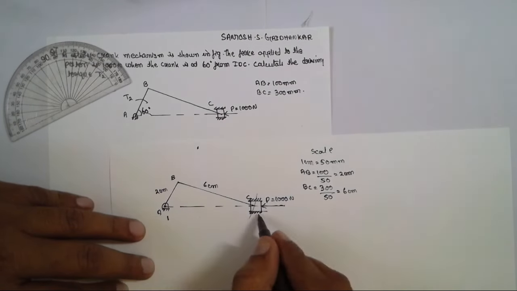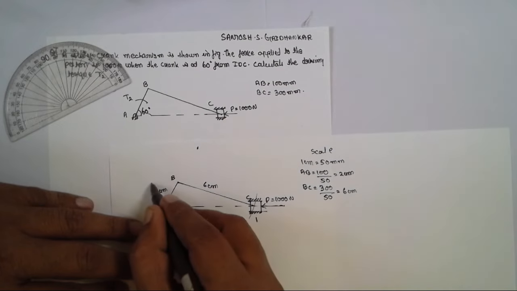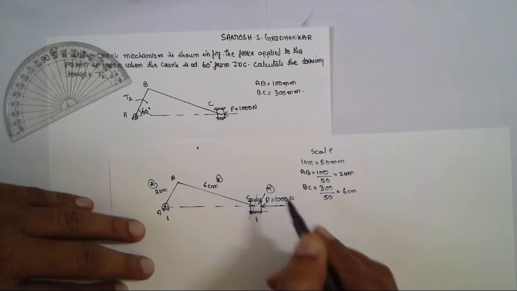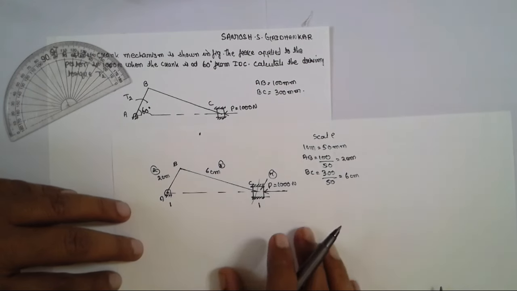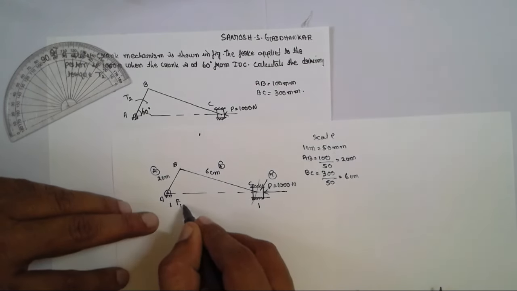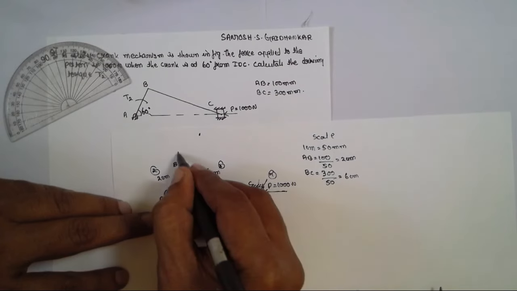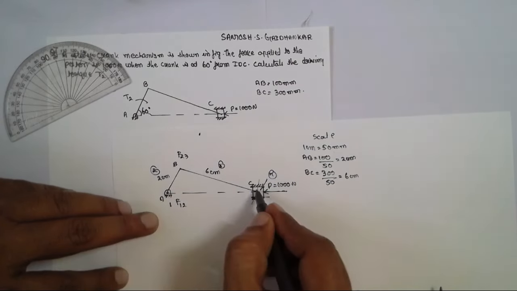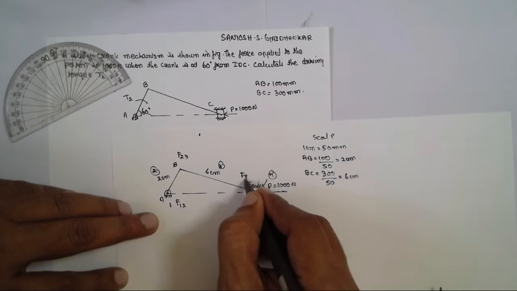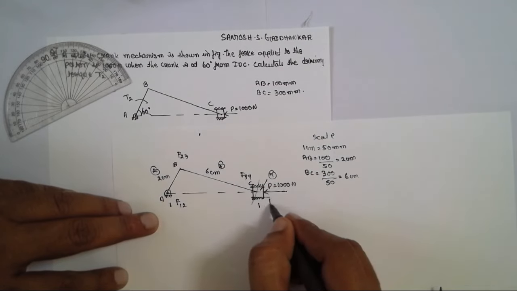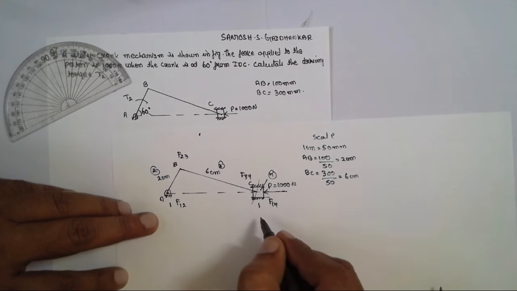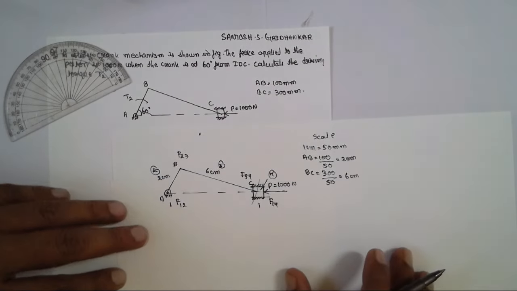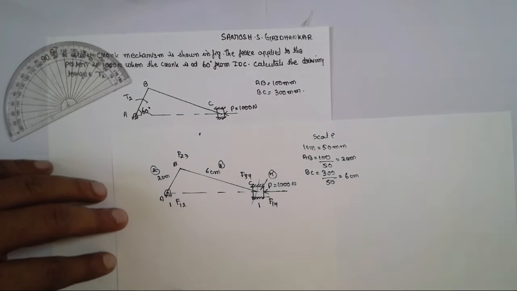Go for naming. Link 1: the fixed links are considered as one link. This is link 2. This is link 3, and the piston will be the fourth link. And go for the indication of forces. F12. Here F23. That means 2 is going to push 3. Here F34, and last will be F14.